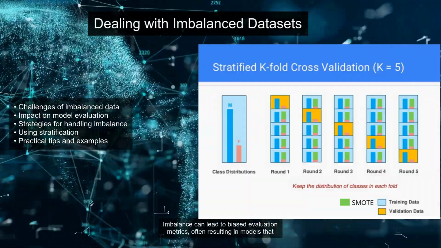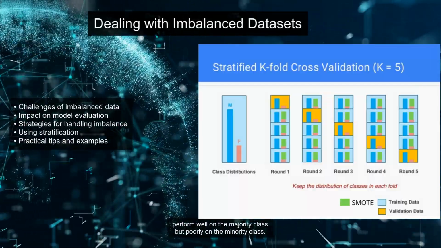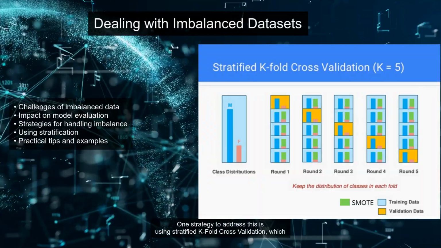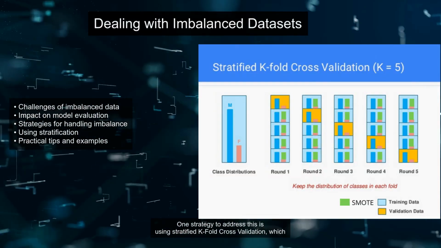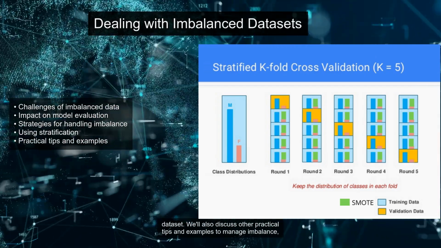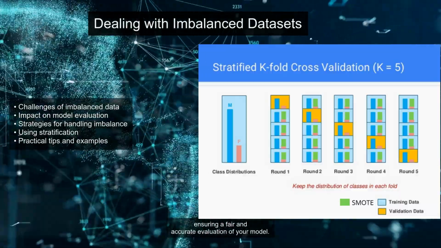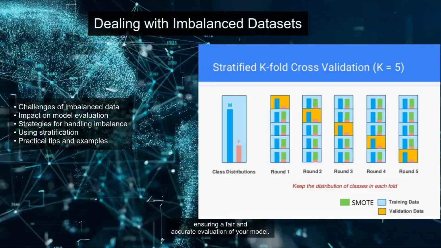Imbalance can lead to biased evaluation metrics, often resulting in models that perform well on the majority class but poorly on the minority class. One strategy to address this is using stratified k-fold cross-validation, which ensures that each fold maintains the same class distribution as the entire dataset. We'll also discuss other practical tips and examples to manage imbalance, ensuring a fair and accurate evaluation of your model.